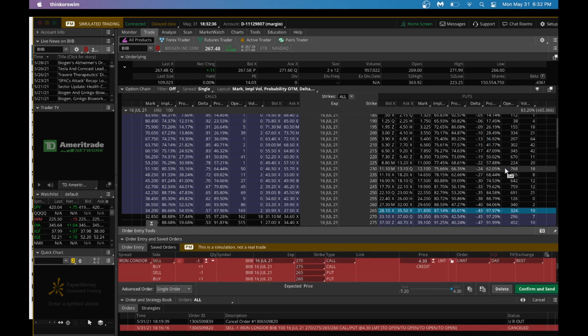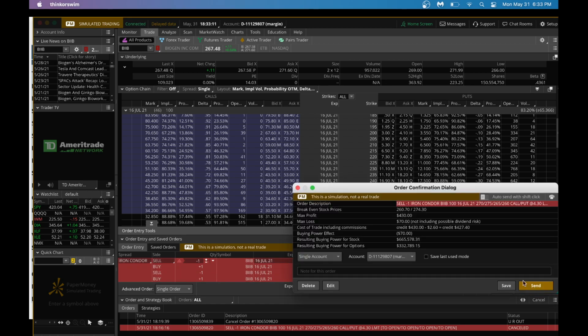There you go. If I sell this iron condor, as you can see here, I'm selling a call option at 270, buying back at 275. That's a $5 exposure, and I'm selling a put option at 265 and buying it back, getting protection at 260. So by doing this, I'm getting a $4.30 credit. That's a good amount of credit to collect. If I confirm and send here, I'm collecting $430. My max loss is $70.